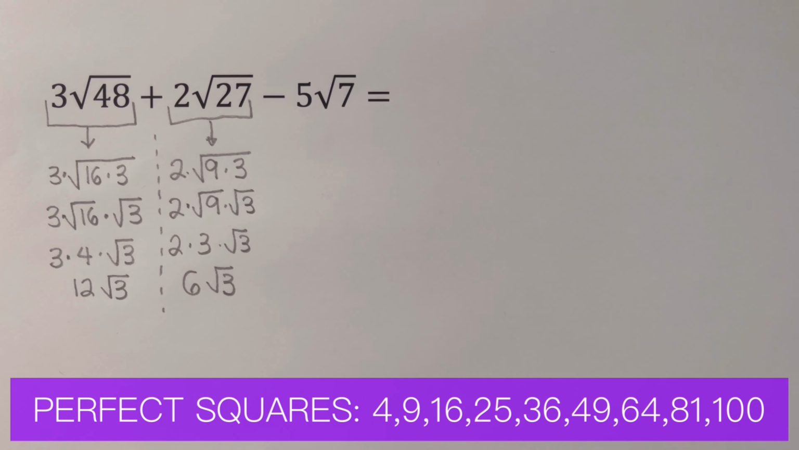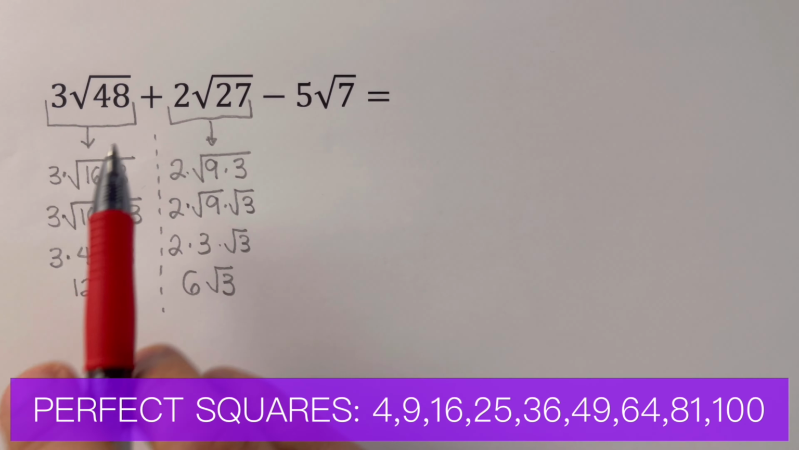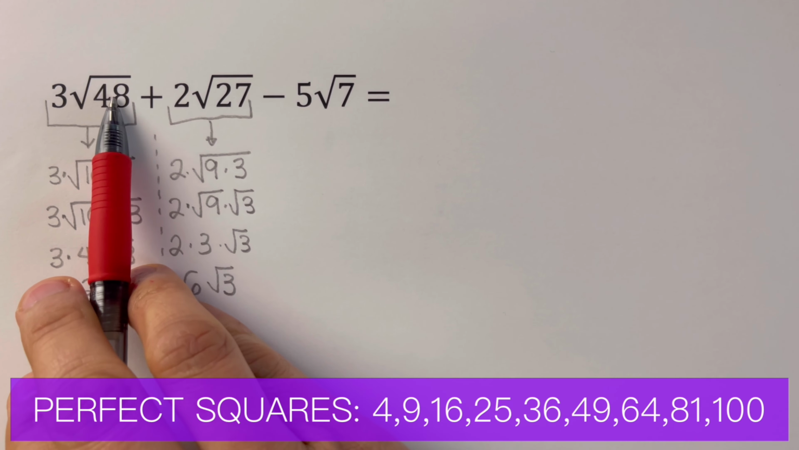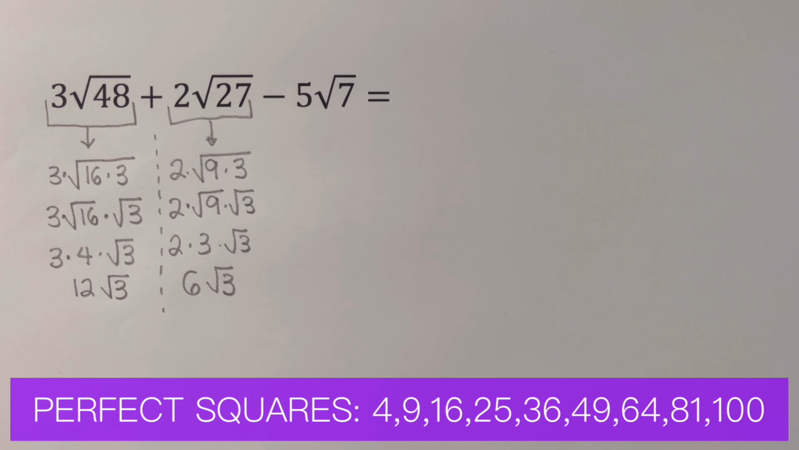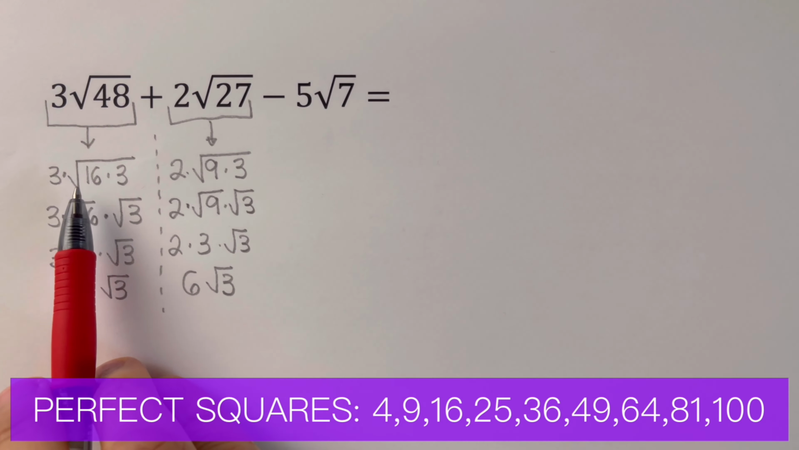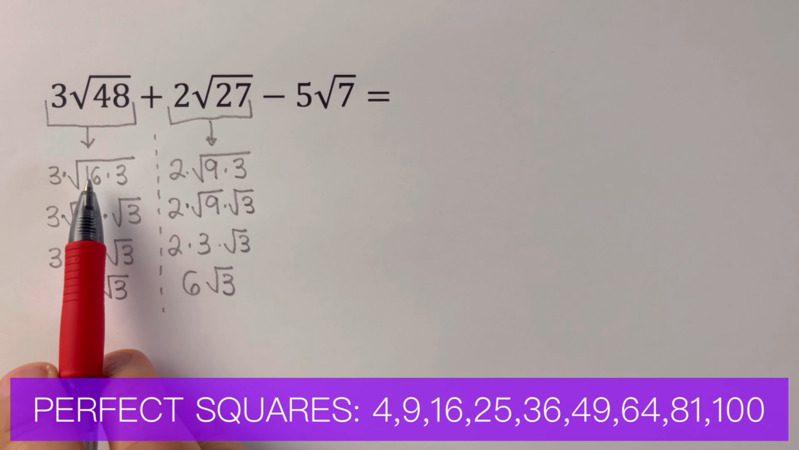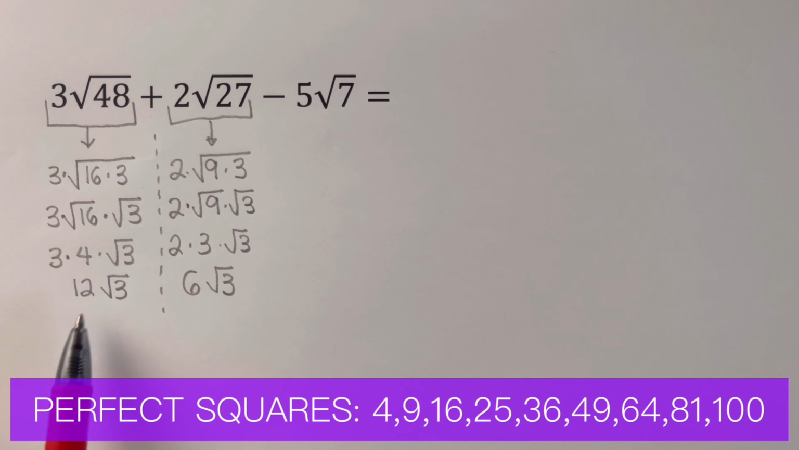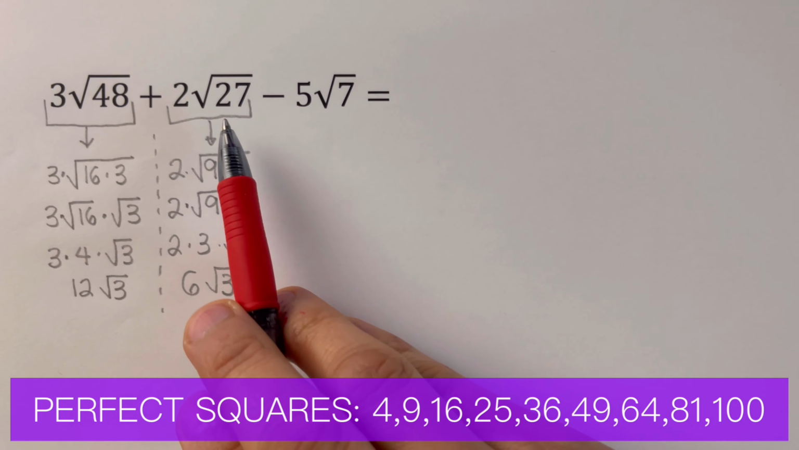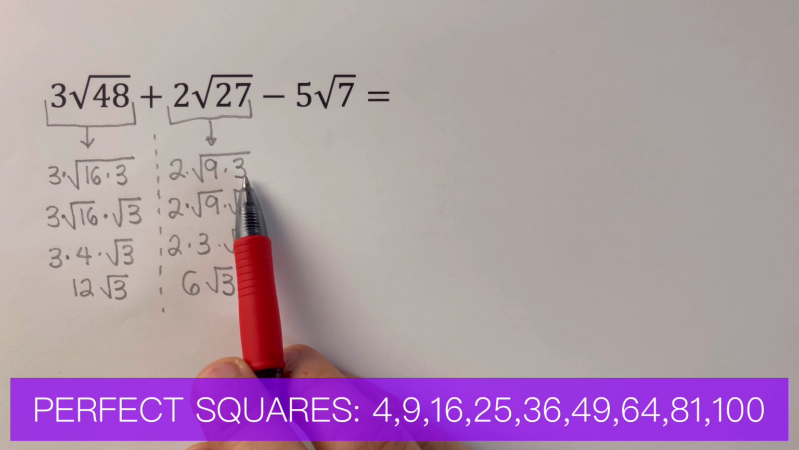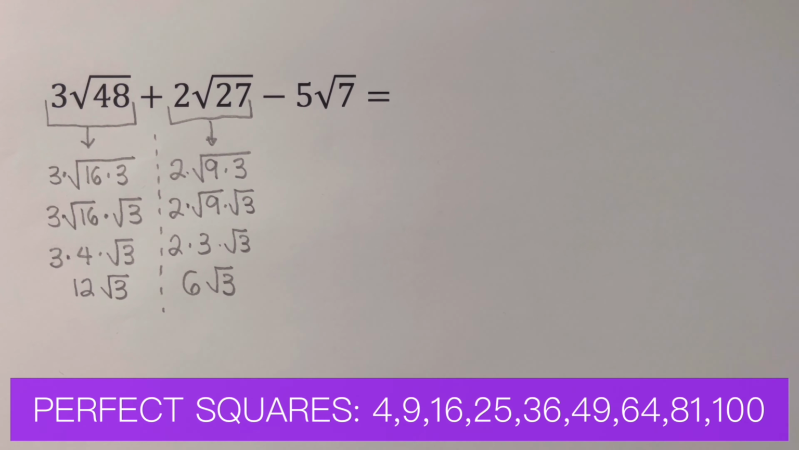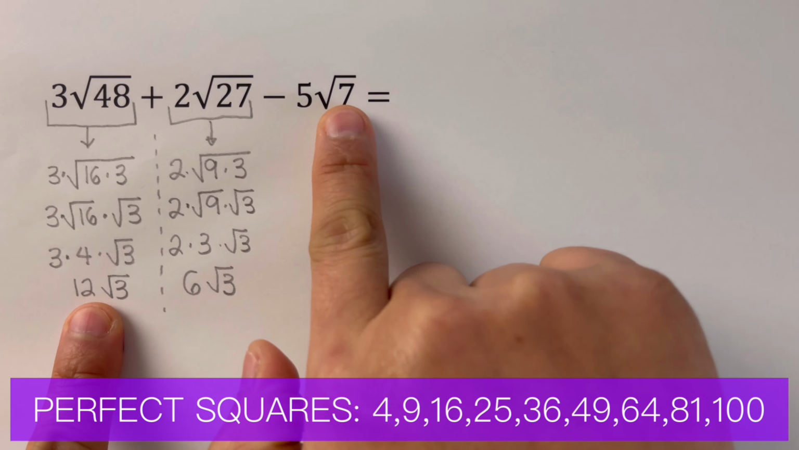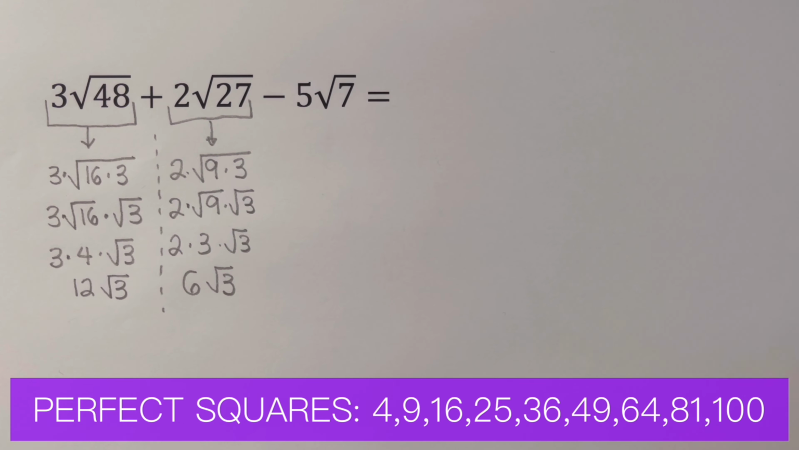Okay, so what I did here was factor the 48 out using the perfect squares. I have placed the list of perfect squares on the side for your reference. So 16 times 3 is 48, and 16 is a perfect square, and so the square root of 16 is 4, and that's how we got this. The same thing for 27, that's 9 and 3. 9 is a perfect square. So I write these three expressions down here and simplify.